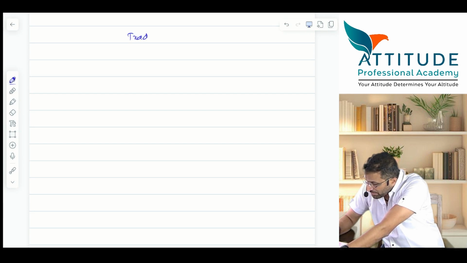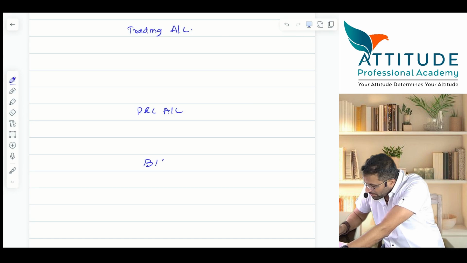Now I have trading account. Okay. I have profit and loss account. And I also have balance sheet.